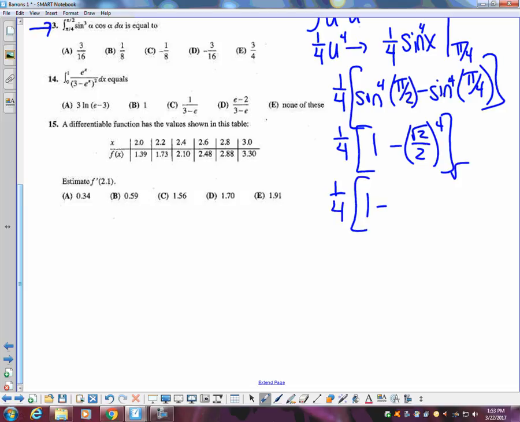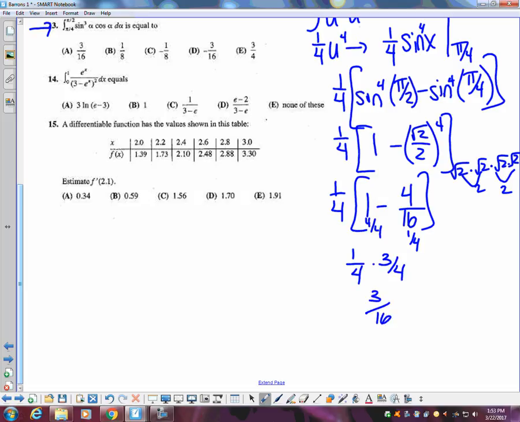Okay, well if I have root 2 times root 2 times root 2 times root 2, that would give me a 2, and that would give me a 2, so that's a 4. And then 2 to the 4th is 16, so that's really a 1/4. And then when I do 4/4 minus 1/4, I get 3/4. So that's 3/16.